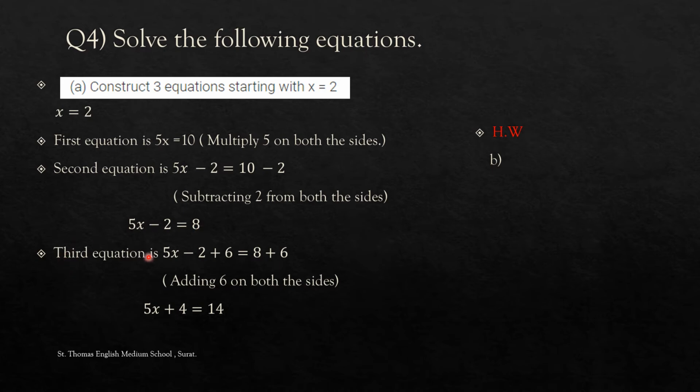Clear, children? The third equation and the addition. So adding 6 on both the sides. Again I am saying that it's not compulsory to be 6. You can take any number and you can do any operation. Okay? So 5x minus 2 is equal to 8. So you have to add 6 on both the sides. So 5x minus 2 plus 6 is equal to 8 plus 6. 6 minus 2 is 4, so 5x plus 4 is equal to 8 plus 6, which is 14. So this is the equation.